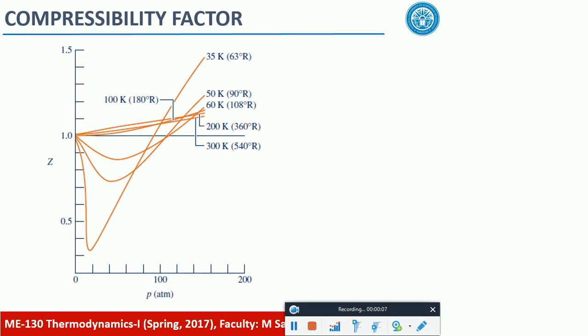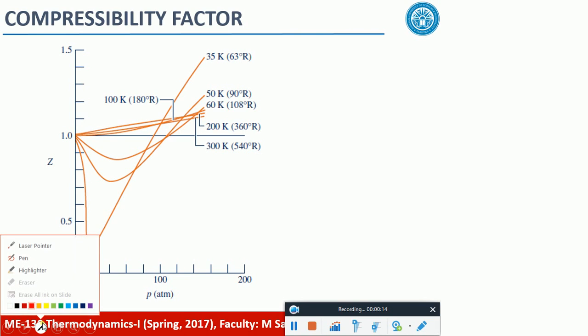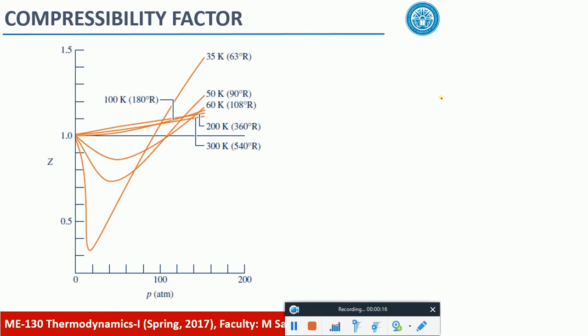So we were talking about the compressibility factor. I hope you remember the compressibility factor Z, which was written as what? PV by R bar T. Okay, and this was R bar, right? So whenever you put a bar on this R, it means you are talking about the universal gas constant.